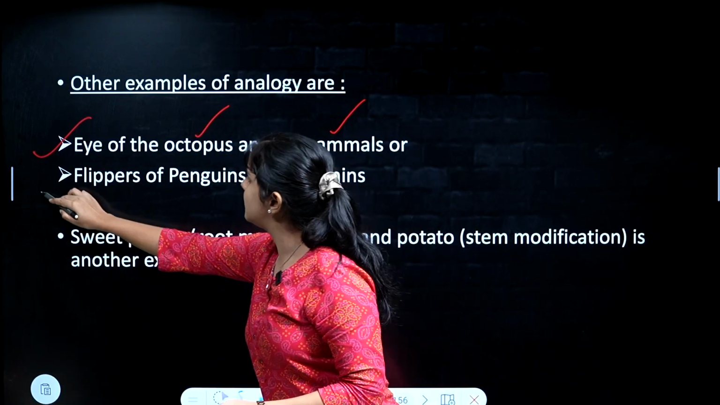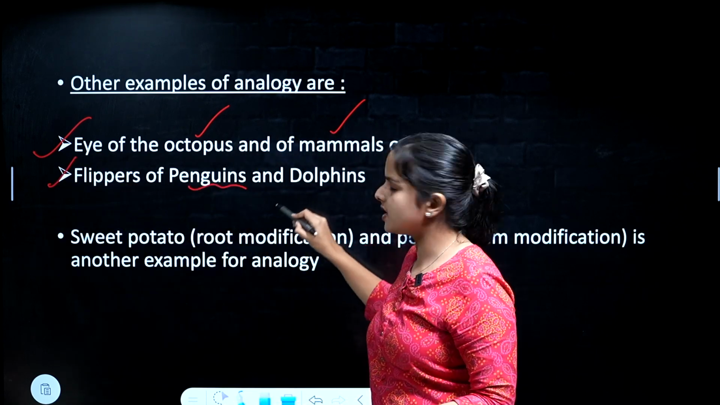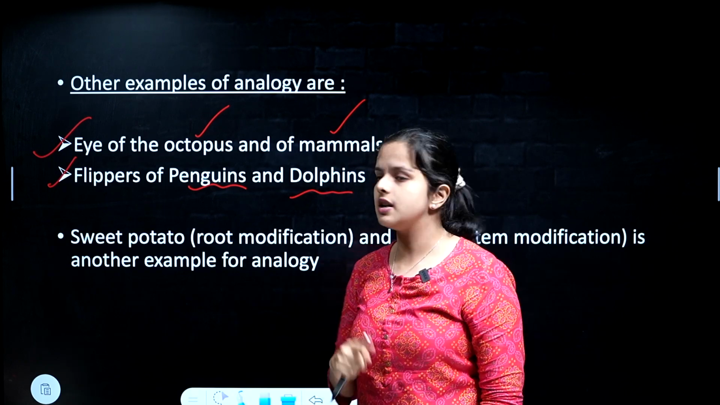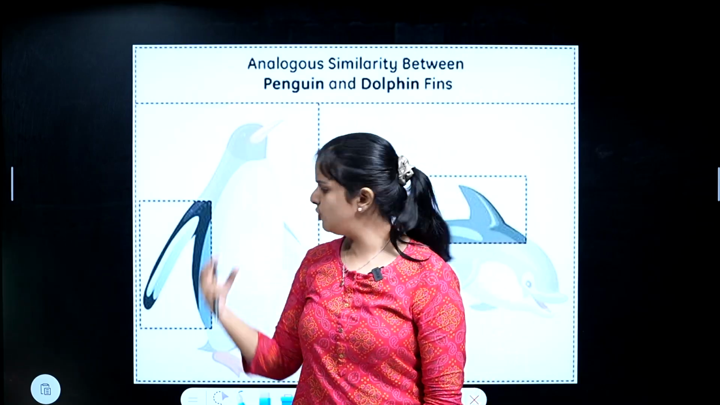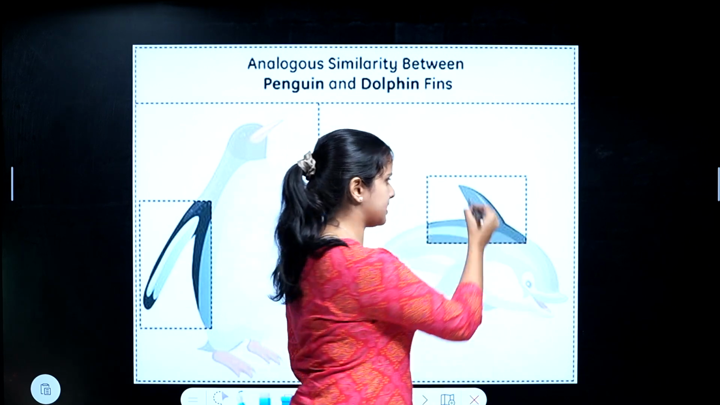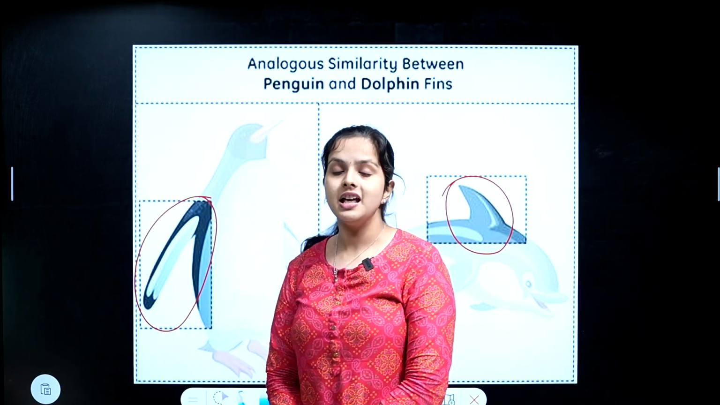The other example is flippers of penguins and dolphins. Of course, you know penguins, you know dolphins. So the flippers have a similar function, but the structure is completely different. I'll show you the image. See, if you look here, you have the penguin and you have the dolphin. They both have flippers like this, right?